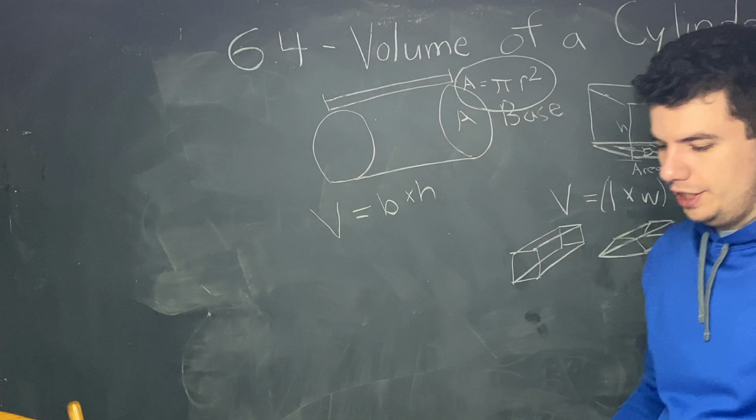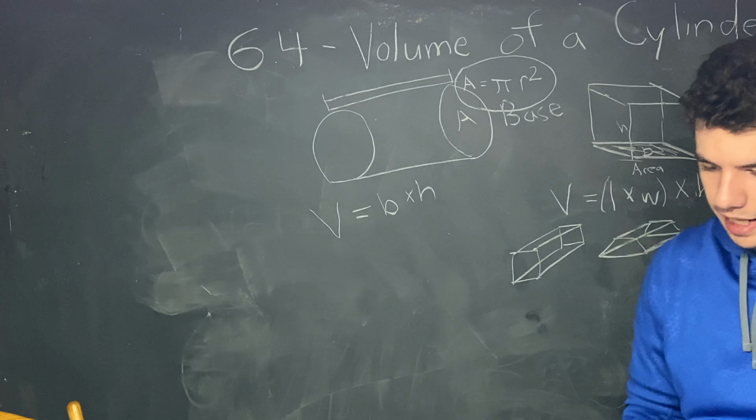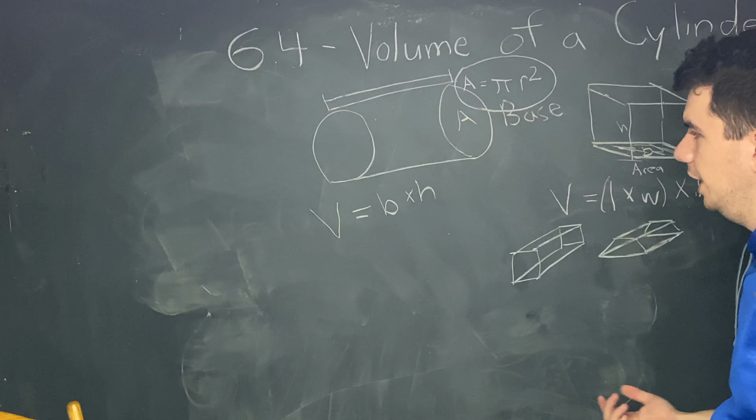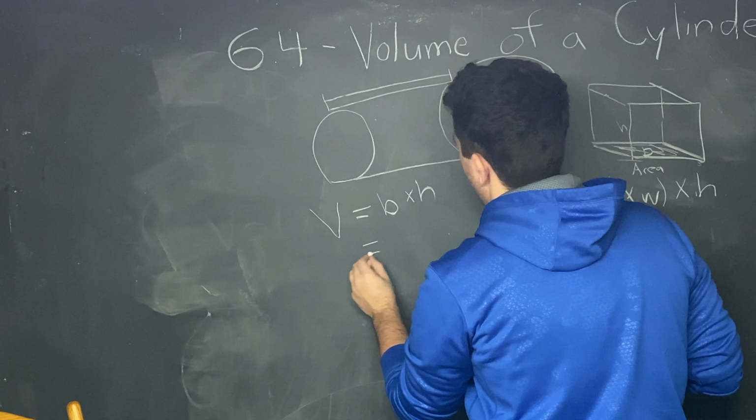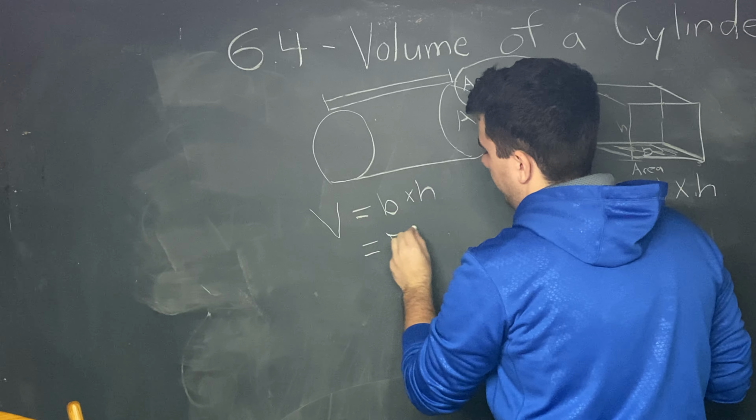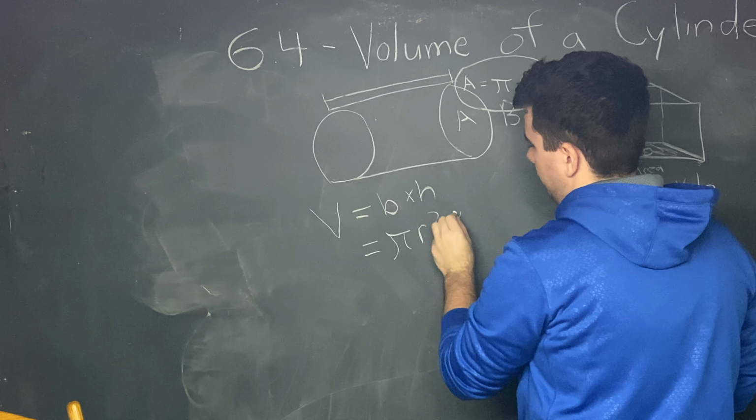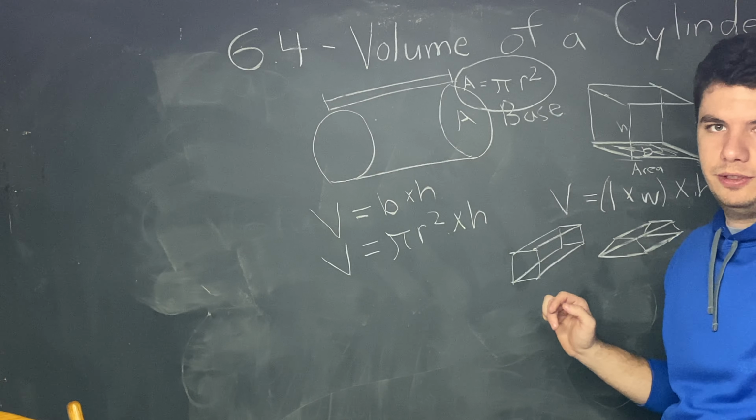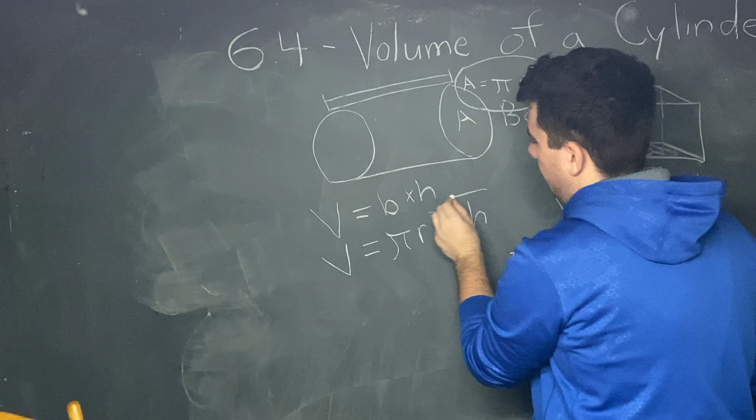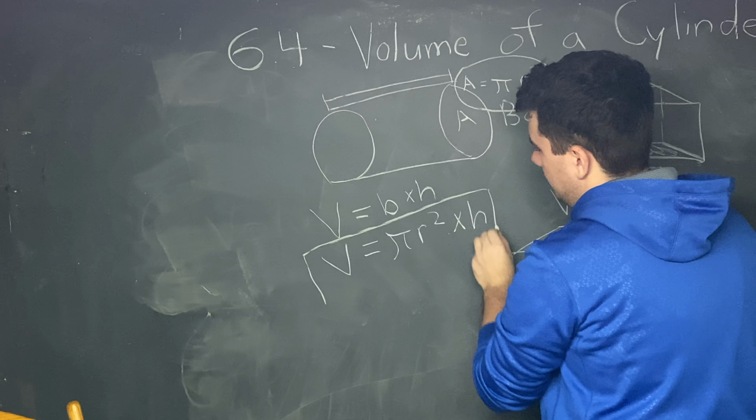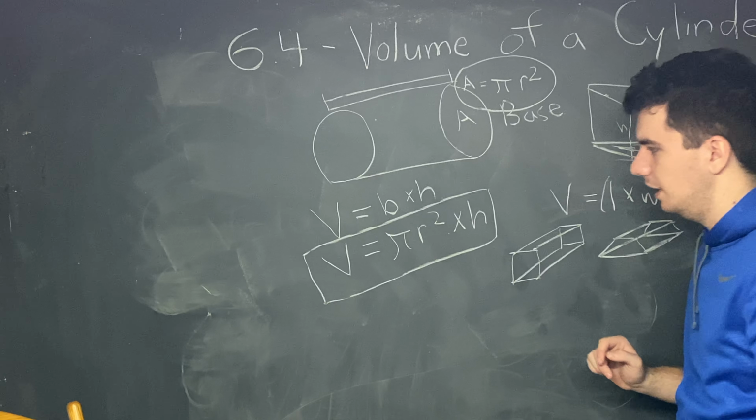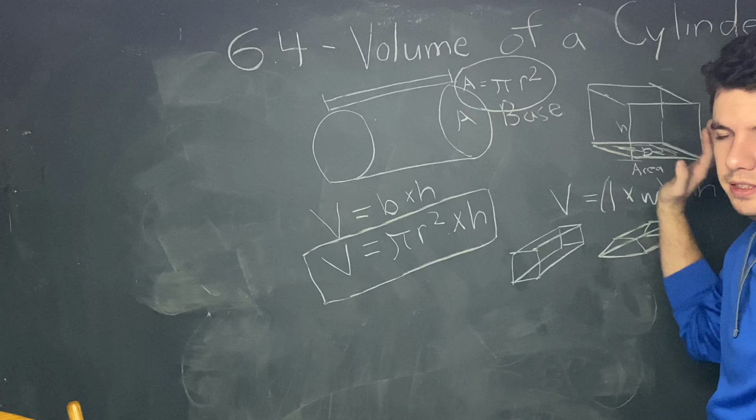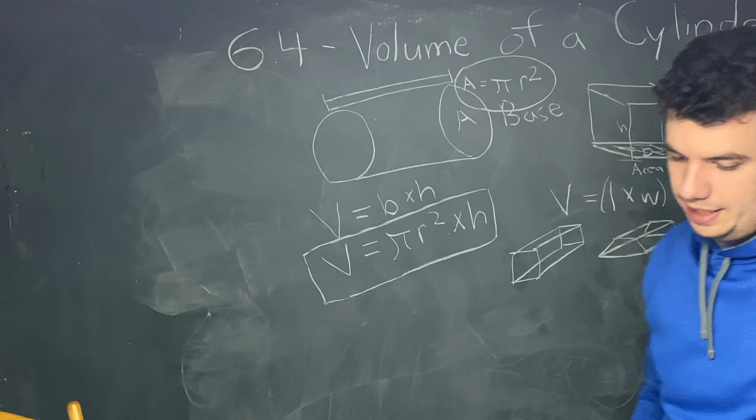Now we have to change these variables here, and these variables are going to be changed into pi times r squared times the height to get our volume equation that we're going to be using for cylinders. So here's our equation here. Volume is equal to pi r squared times height. So I'm just going to erase all of this and I'll be back with you in a moment for an example.